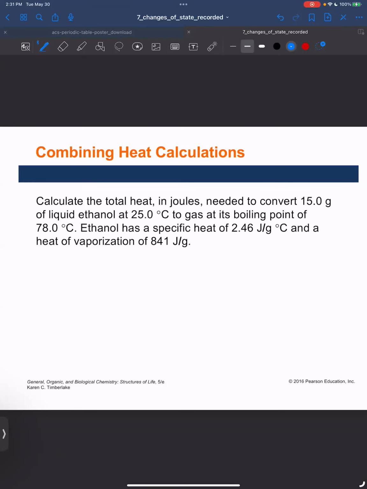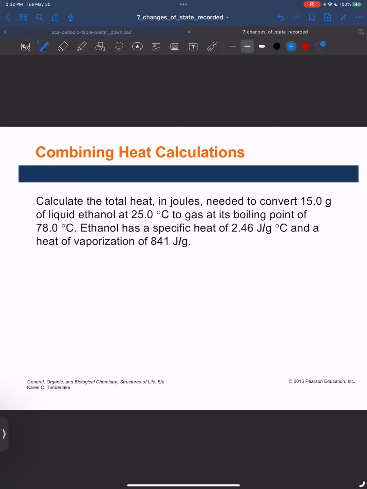So calculate the total heat in joules needed to convert 15 grams of liquid ethanol at 25 degrees Celsius to gas at its boiling point of 78 degrees Celsius. Ethanol has a specific heat of 2.46 joules per gram degree Celsius and heat of vaporization of 841 joules per gram. So these are combining the different types of heat calculations we have learned in this video and in previous videos when we discussed specific heats, okay?